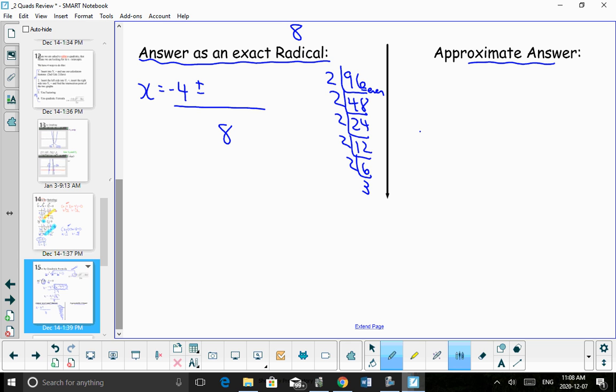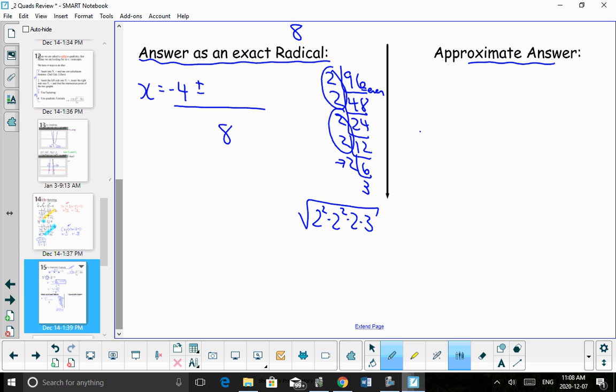So I've got my groups of 2. I've got 2 squared, another 2 squared, and then the 2 and the 3. So both of those get to come out. I've got 2 times 2 on the outside and 2 times 3 on the inside. So I've got 4 and then 6. And then one more step.